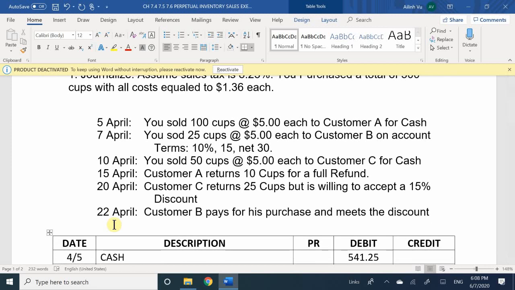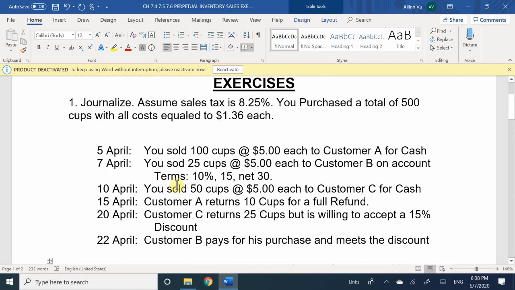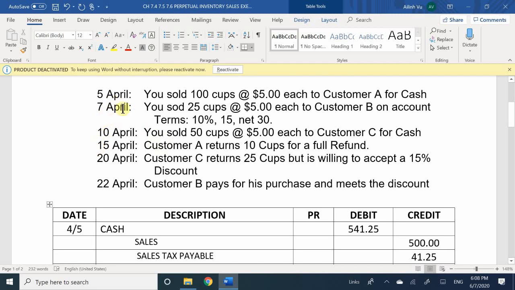Okay. So April 20th rolls around. Customer C returns 25 cups, but is willing to accept a 15% discount. Okay. So again, how did customer C pay? Let's see. Here on April 10, they paid with cash. So now we know that we have to return via cash. So let's look at this problem again. So he's attempting to return 25 cups to us, but we convinced him somehow to take a 15% discount, and he accepted it.